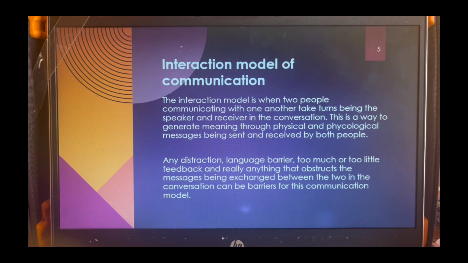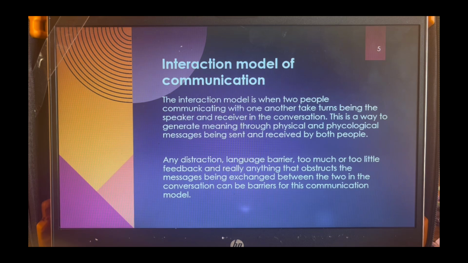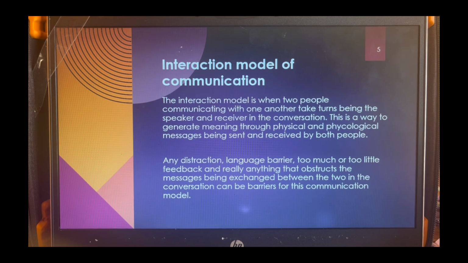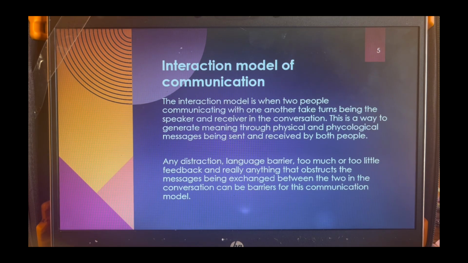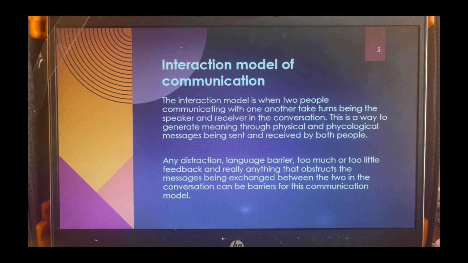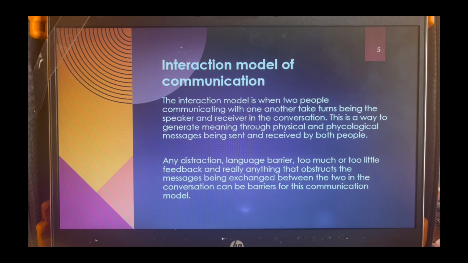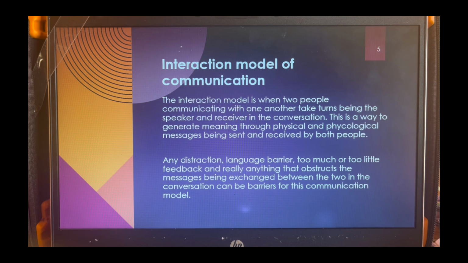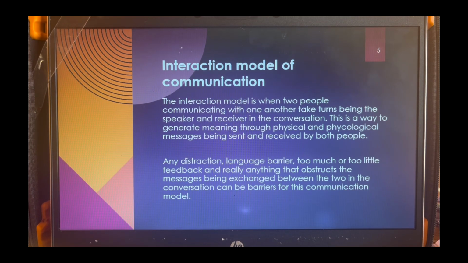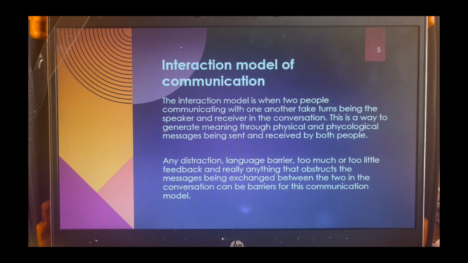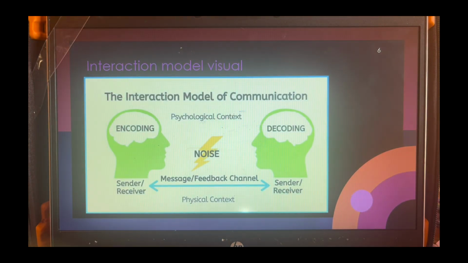Interaction model of communication. The interaction model is when two people communicating with one another take turns being the speaker and receiver in the conversation. This is a way to generate meaning through physical and psychological messages being sent and received by both people. Any distraction, language barrier, too much or too little feedback, and really anything that can obstruct the messages being exchanged between the two in the conversation can be barriers for this communication model. Interaction model visual.